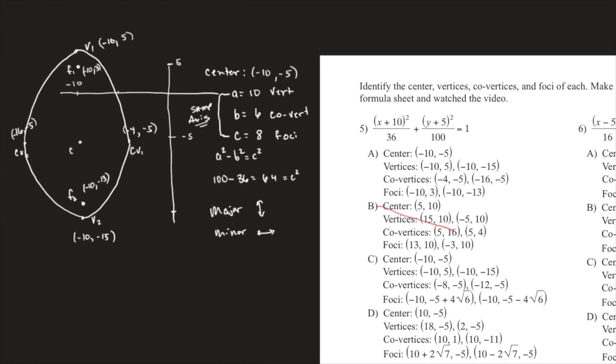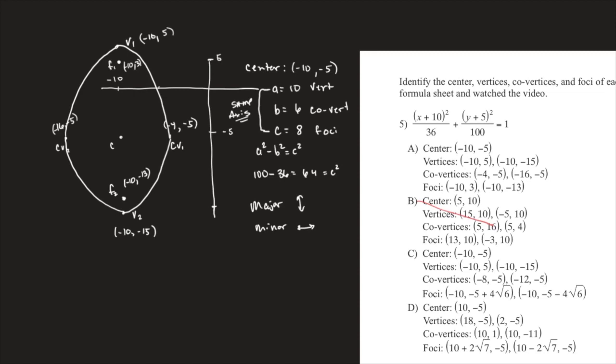Vertices, we had vertices over here at -10, 5, and -10, -15. Right, so that one's good. Let's look at the co-vertices. -4, -5, and -16, -5. Oh, those are good. And foci is -10, 3, and -10, -13. So yeah, check. So this one all checks out. So the answer ends up being A.